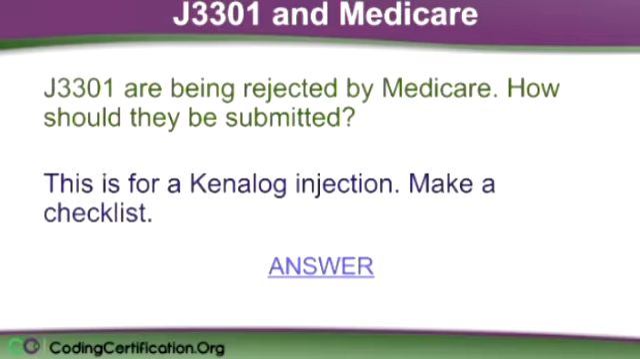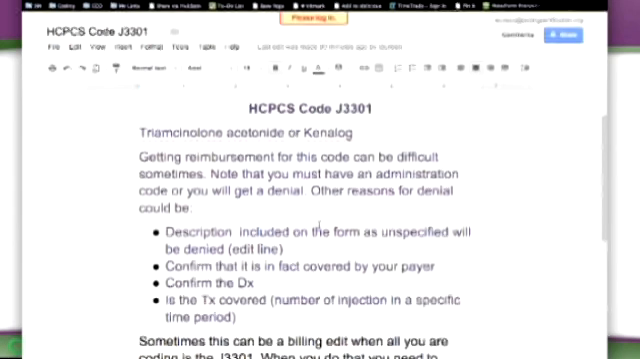The HCPCS code J3301. They were having problems with it being rejected. This is actually for Kenalog. What Kenalog is: Triamcinolone cream, or not cream, I think Triamcinolone cream. You can get that over the counter. You may know what that is or not. But getting reimbursement for this code can give you some problems. We saw several things pop up in some other forums about people trying to get payment for that.